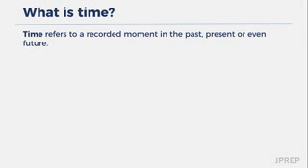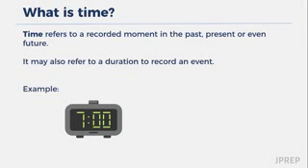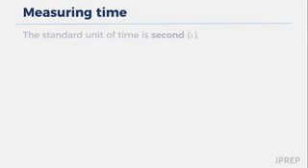Time refers to a recorded moment in the past, present, or even future. We may also use time to refer to a duration of an event that is happening or has happened. For example, we may have this alarm clock which hits 7 o'clock to indicate the time that you have to leave for school. For time, we can use the seconds as the standard unit of measurement.